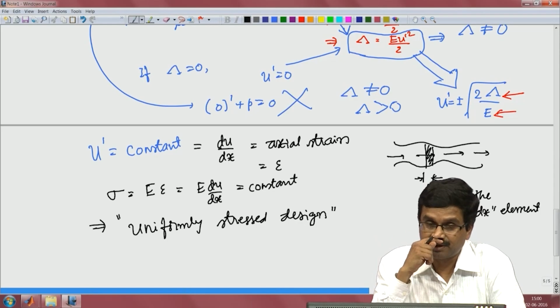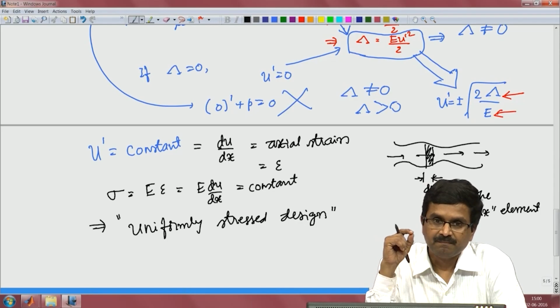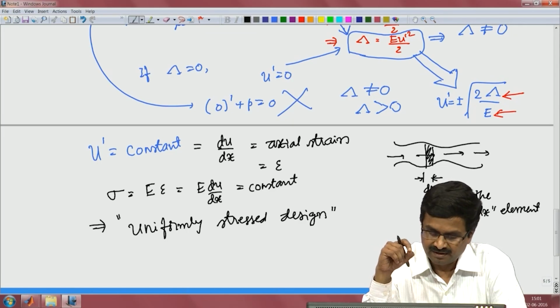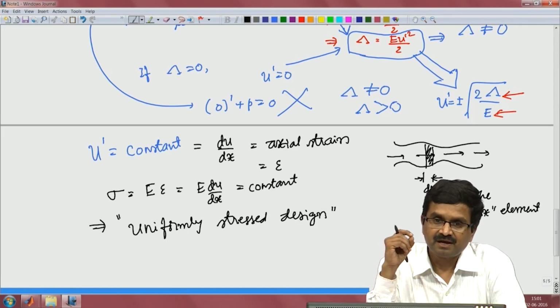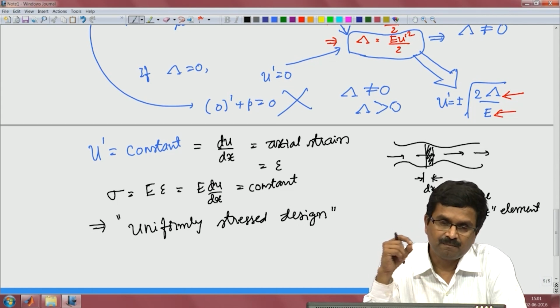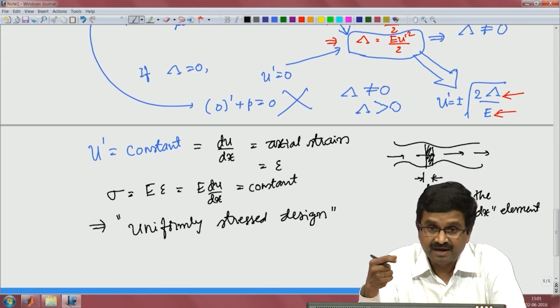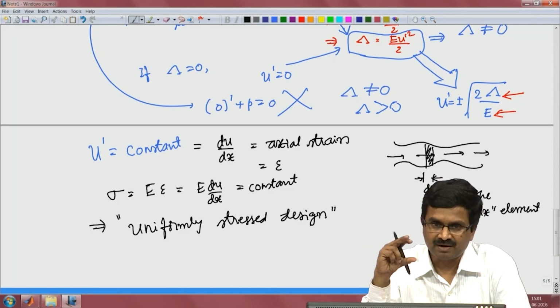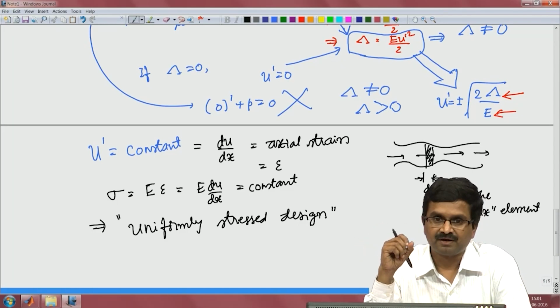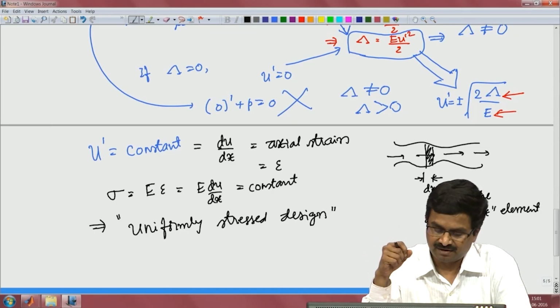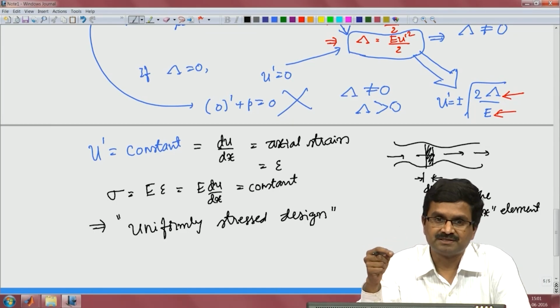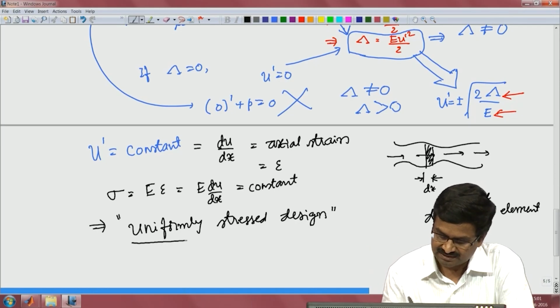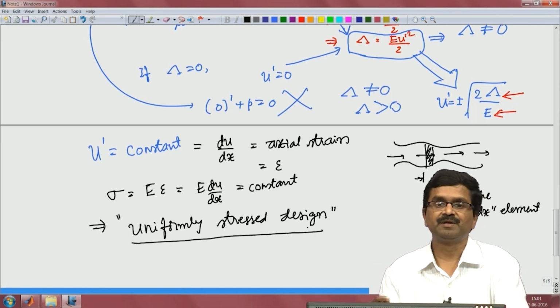That actually makes sense if you think about it, because we are trying to minimize the strain energy subject to a volume constraint. Then in order to minimize strain energy, the material at every point in the domain 0 to L must contribute towards minimizing strain energy. And how can that happen? If you stress every point equally. If some part is not contributing enough towards minimizing strain energy, then that is not being fully utilized. So, a uniformly stressed design here gives you the optimal thing.